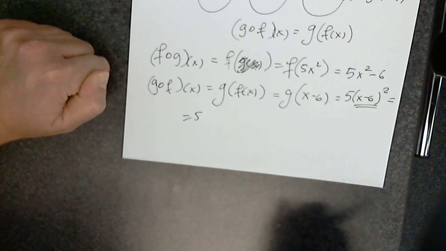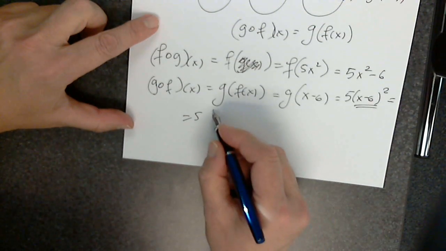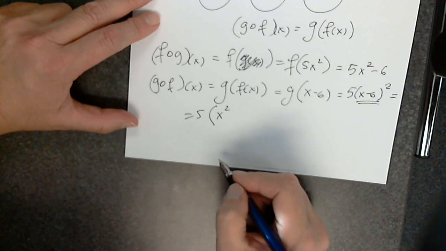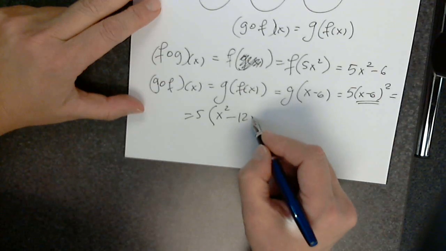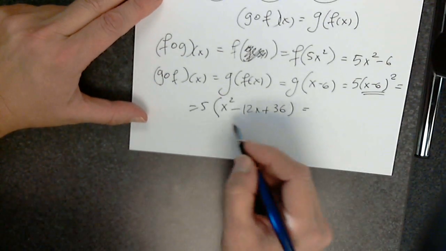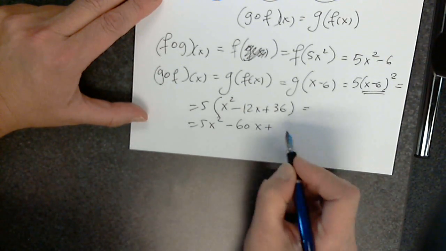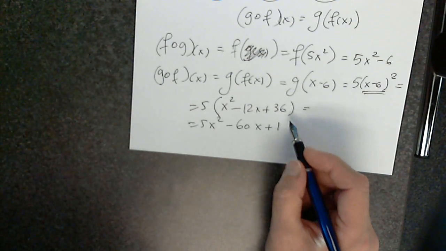But now I have to square, and we have a contract on this. I hope you're not foiling still. I hope we are done with foiling. So this is 5 times x squared, 2 times the first times the second. Very good. And plus? 36. Very good. And yes, I will distribute and get 5x squared minus 60x plus, what is this? 190? 150 plus 30, 180.